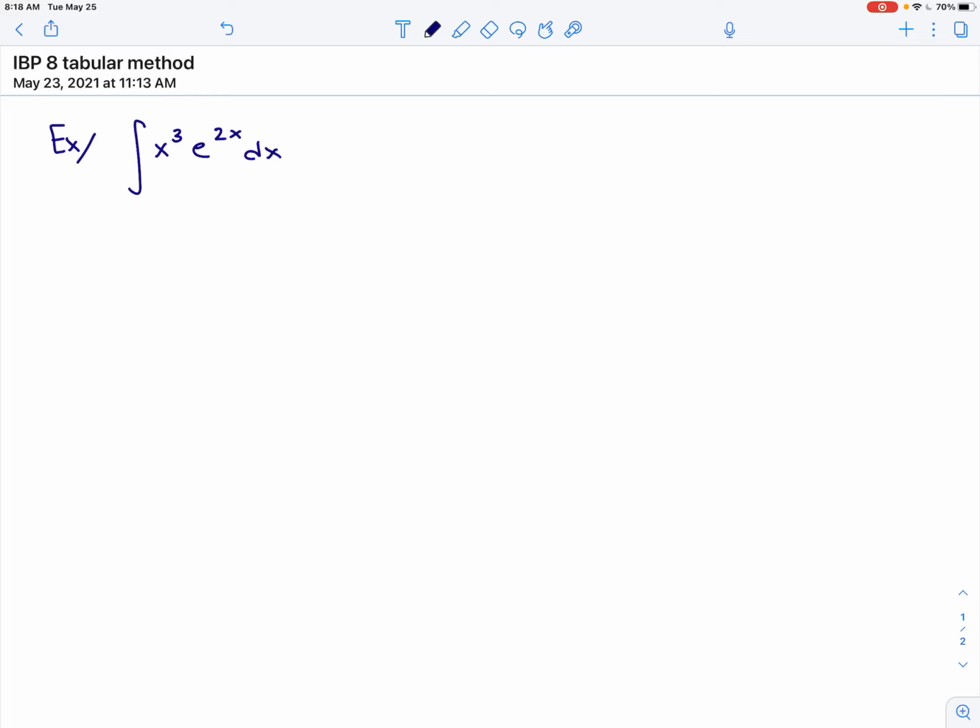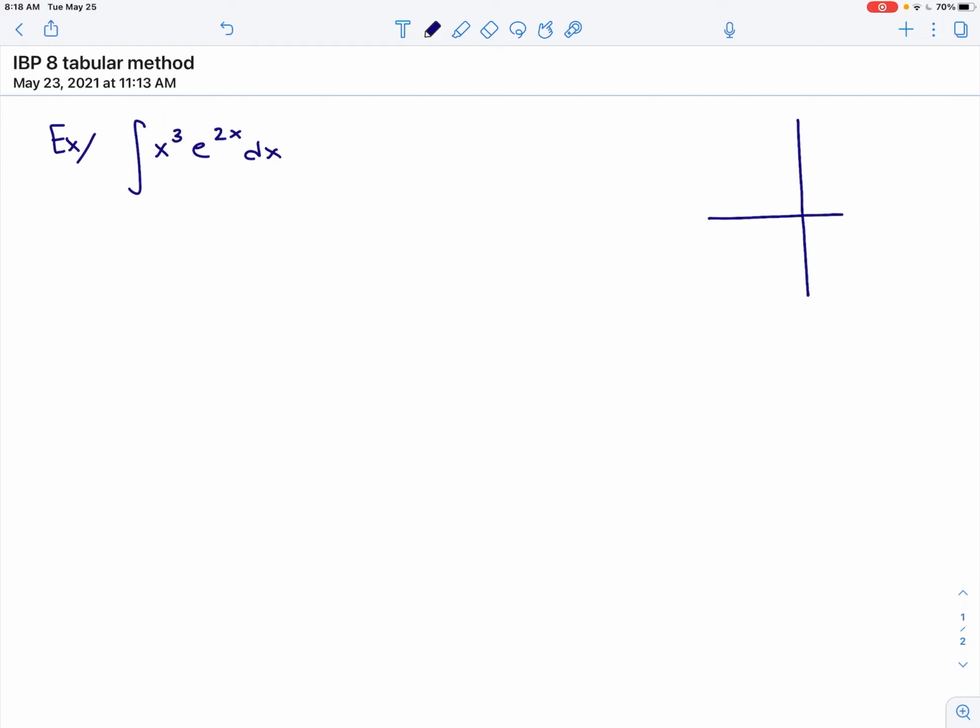Okay, this is a really tricky example, and we're going to look for, well, not tricky, just tedious. So we're going to look for a shortcut. Okay, so we're going to have to do integration by parts 3 times. So, are you ready?